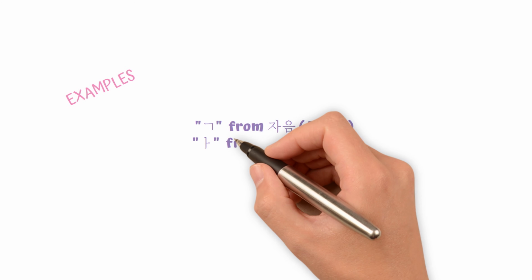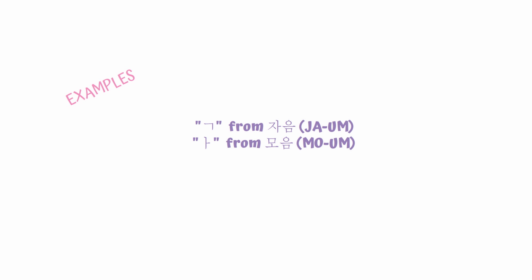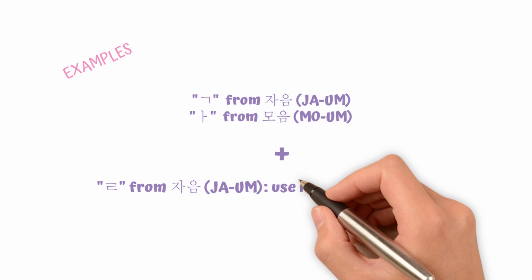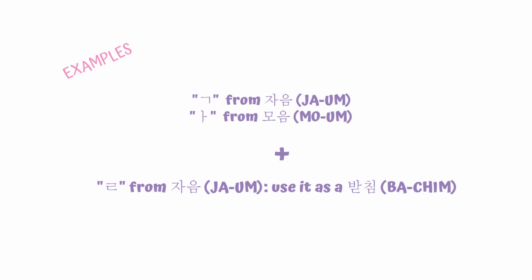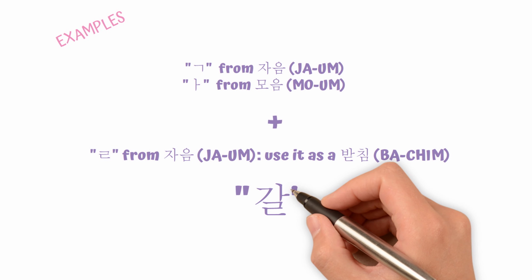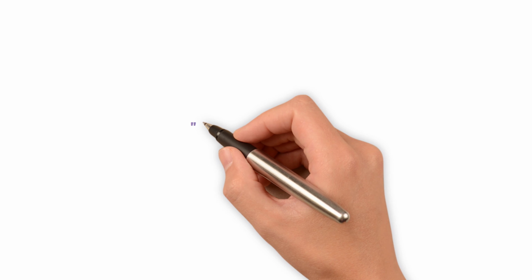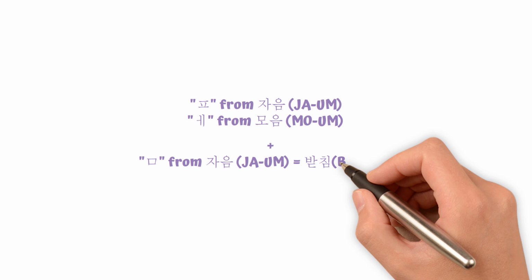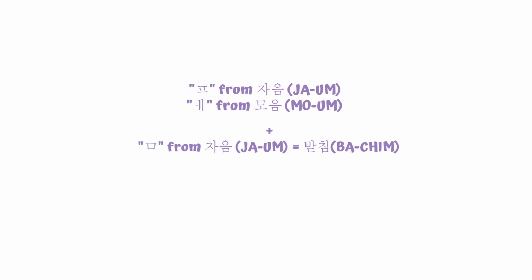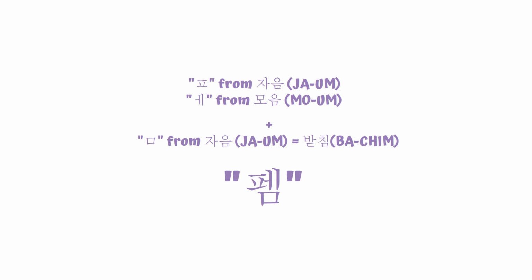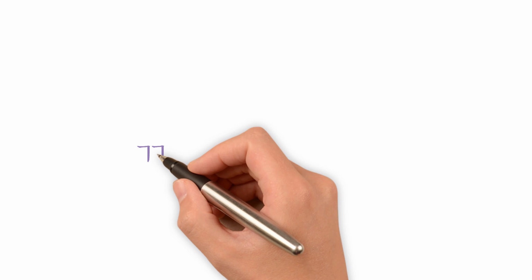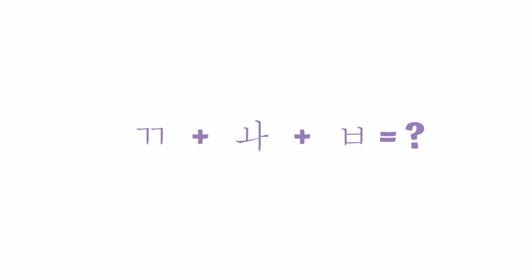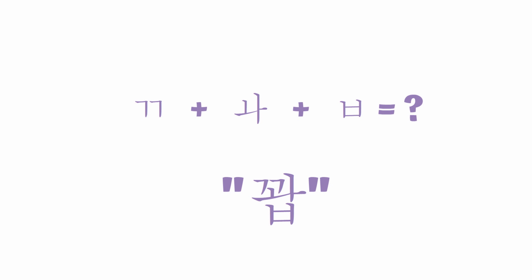Bring 기역 from JA-UM and a from MO-UM. Together they make a ga sound, ga. And now try putting lir as a 받침 to it. When ga and lir meet, they make a gal sound, gal. Now try making a combination using pi읍, 에, and 미음. Together, they make a pem sound, pem. And how about 쌍기역, 와, and pi읍? Together, they make a 꽌 sound, 꽌.